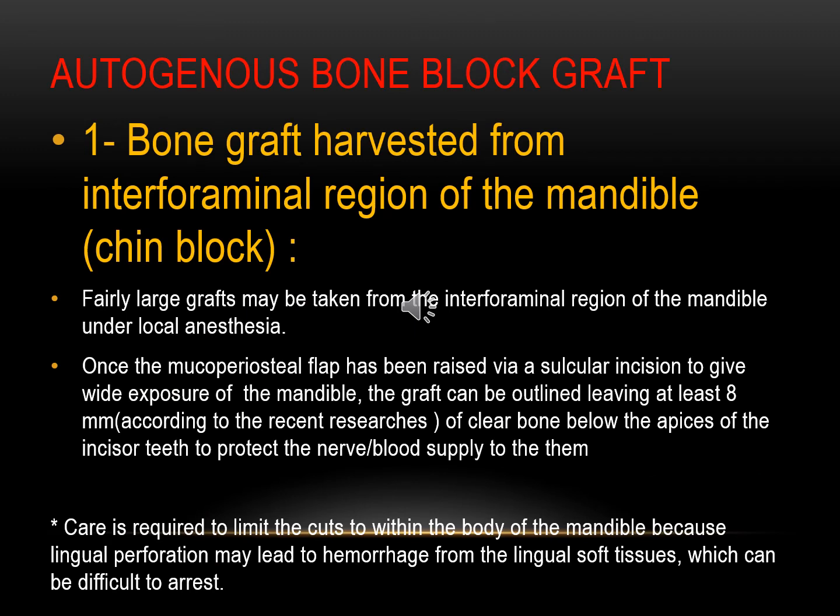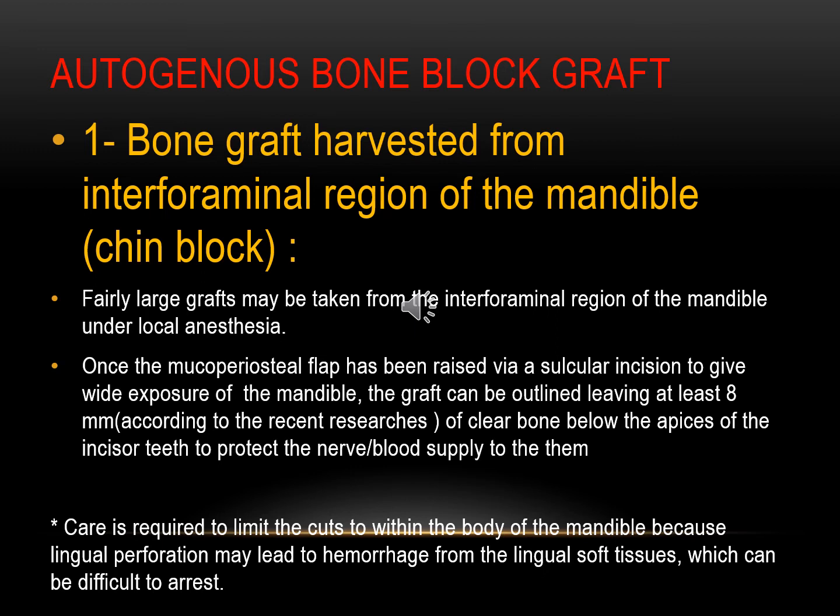Autogenous bone block graft. The first location of harvesting bone graft from an intraoral position is the bone graft harvested from the interforaminal region of the mandible. We mean the chin. Usually a fairly large graft may be taken from the interforaminal region of the mandible under local anesthesia.